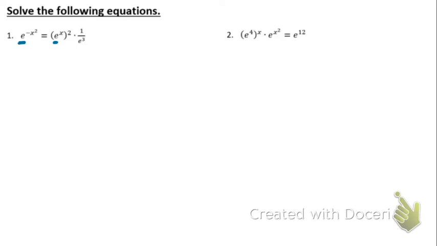I have e, and e here, but this last e is down in the denominator, so I'm going to rewrite that last e, instead of 1 over e cubed, as e to the power of negative 3. And then I'm going to use my power to a power rule right here. e to the x squared, that is going to be e to the 2x because I multiply those two together.